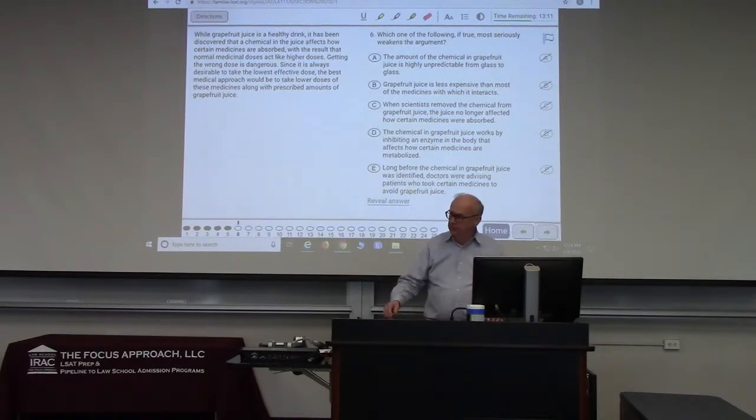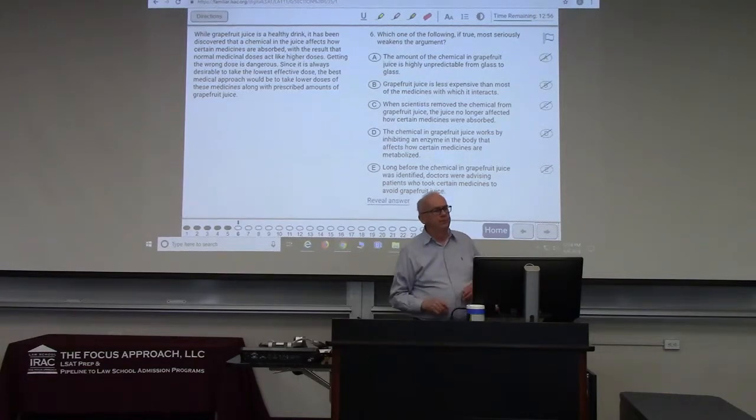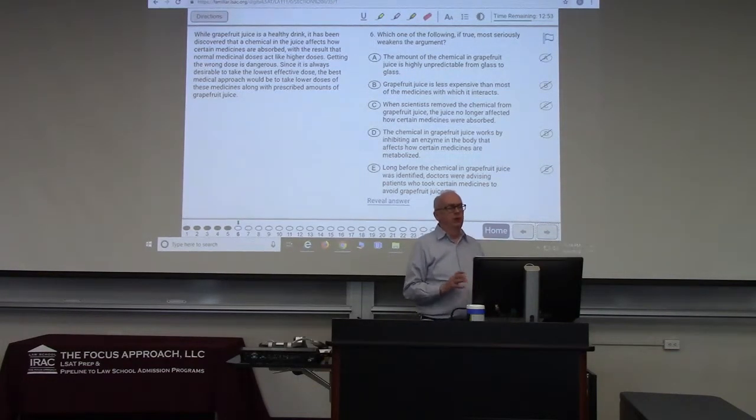Here's the argument. This is the law. While grapefruit juice is a healthy drink, it has been discovered that a chemical in the juice affects how certain medicines are absorbed, with the result that normal medicinal doses act like higher doses. Now, for me, this sentence is written in a less friendly way. So I would hold it up here. Let me get this again.